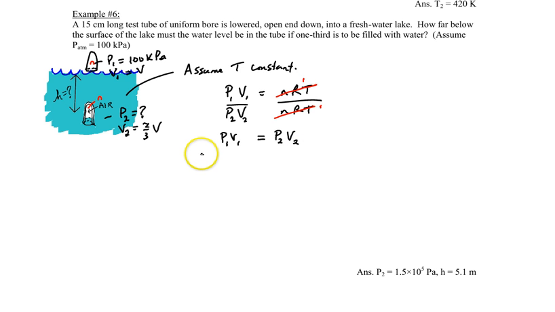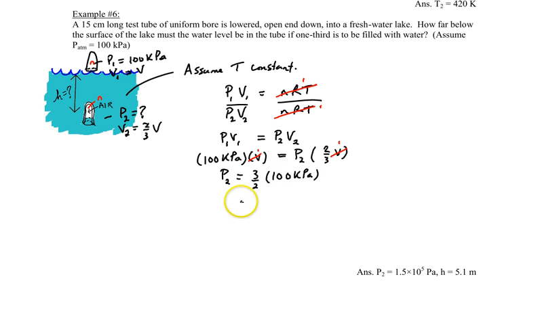So pressure 1 is given as 100 kilopascals. Volume 1 is just V. Pressure 2 is what we're looking for when the volume has decreased to 2/3 of the original volume. The V's cancel out, and because pressure is inversely proportional to volume, we get pressure 2 is now 3/2 of the original pressure of 100 kilopascals. So that really means that pressure 2 is 150 kilopascals, or in pascals, that's 150,000 pascals.